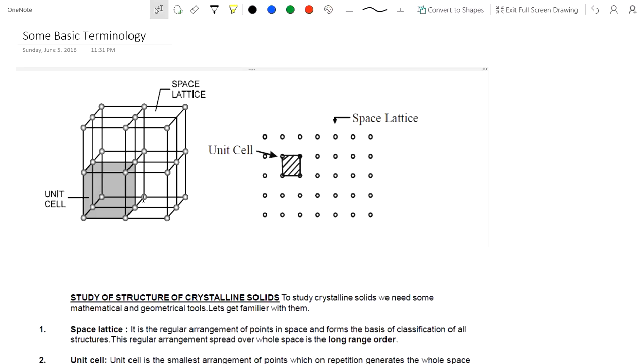And the second term that we use is called unit cell. So unit cell is nothing but smallest arrangement of points which on repetition generates the whole space lattice. So in this case, this smaller cube can be taken as unit cell. Now normally unit cells are the smallest possible arrangement of points which on repetition generates the entire space lattice, but sometimes we may take a unit cell which is not the smallest unit for our convenience. So basically what we are saying is unit cell can be chosen as per your convenience for calculation purposes.